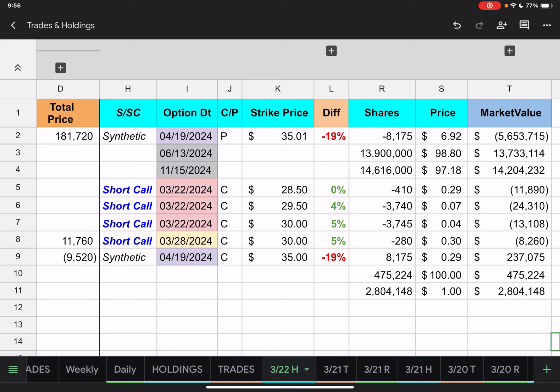And you see the new one that they opened, so it's Thursday, so they open a new one, but it will expire next week. But they have 3 short calls that will expire tomorrow, and then one for next week. And the strike prices are $28.50, $29.50, and $30. So the $28.50, we're 12 cents from that one, and then we're 4% and 5% away from the other 2 strike prices. Of course, then we're 19% below the synthetic, but we do have another month for those.